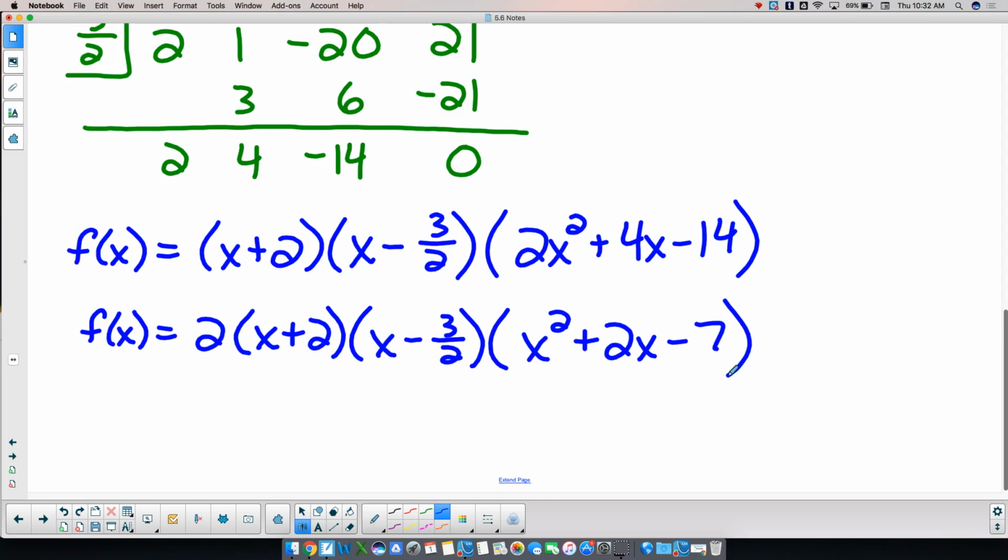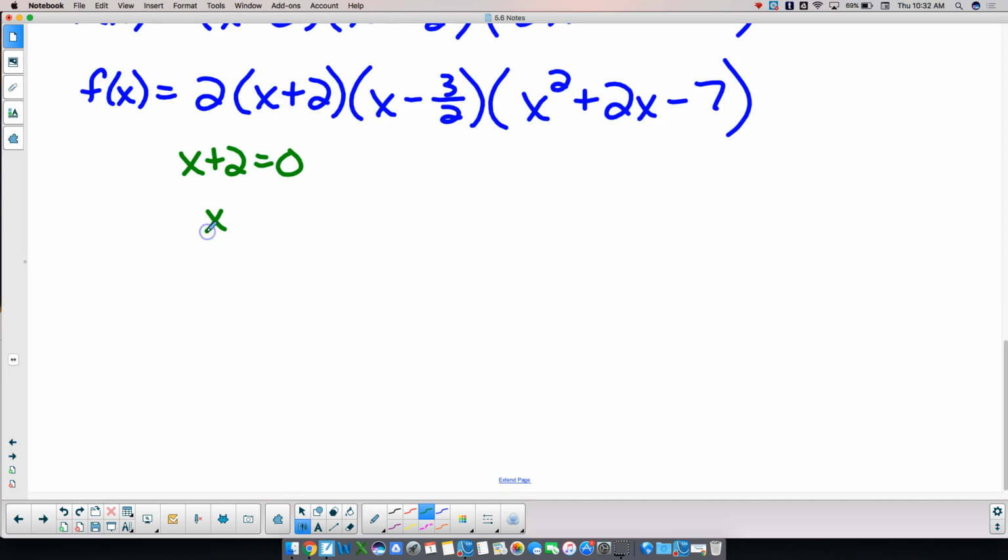Is that trinomial factorable? Two numbers that multiply together to be -7 and add to be positive 2. Nope. Only ones that multiply together to be 7 are 7 and 1. So that's a no-go. Okay? So then that means that x plus 2 is going to equal 0, which gives me the -2, 0 that I found on the graph.